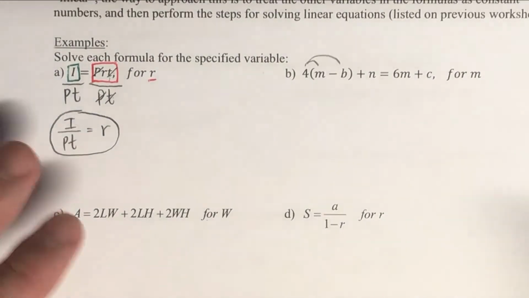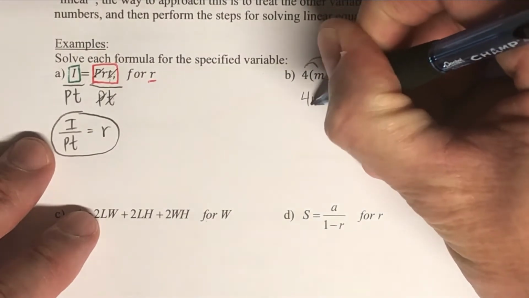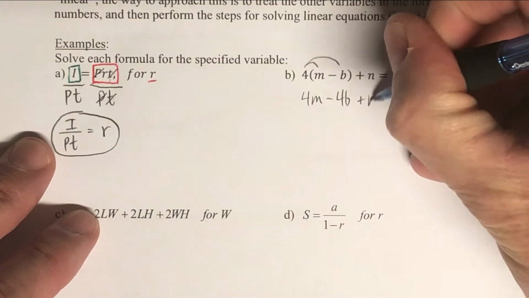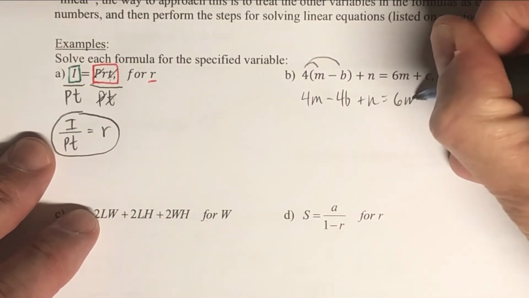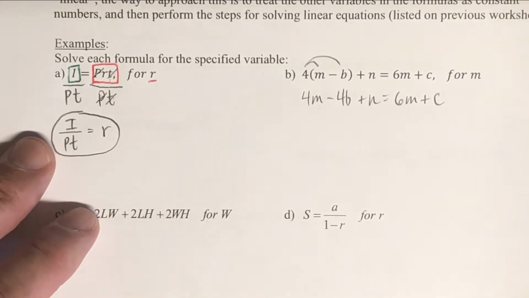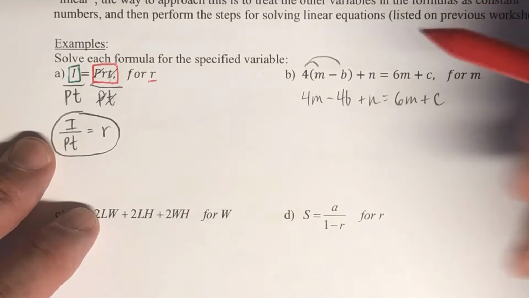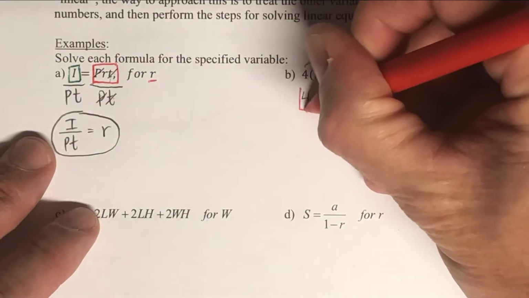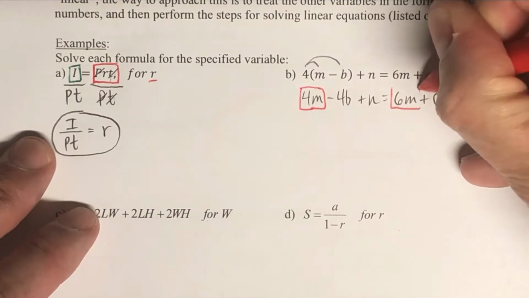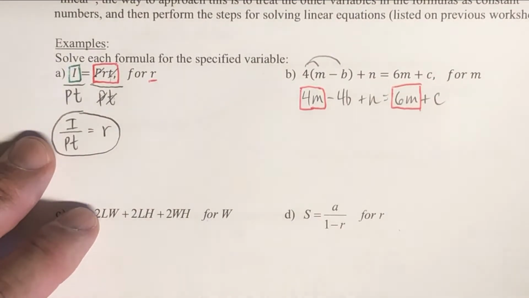Let's do that here. So let's clear out the parentheses first: 4 times m minus 4 times b. Now there are no like terms, at least not on each side individually, but we can move on to the next step where we move all the variable terms to one side. There are the variable terms right there.